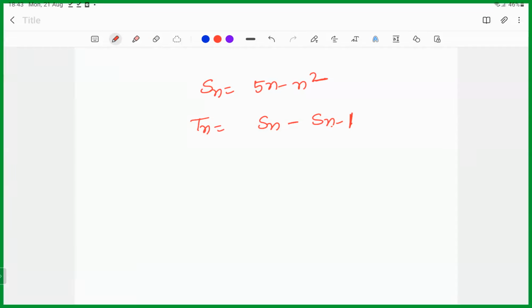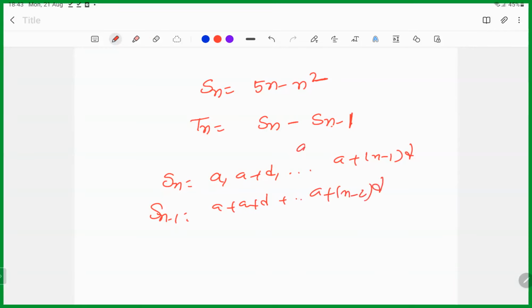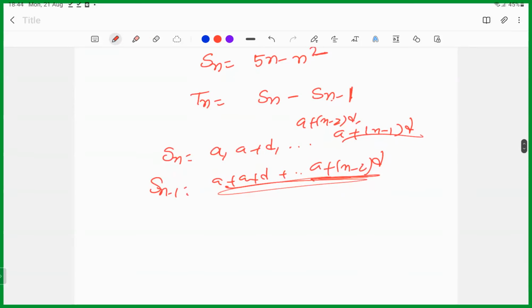Sn means what? Sum of the first n terms, right? Sn minus 1 will be the sum of the first n minus 1 terms. So if you subtract both of them, what will come? The nth term will come. So let's say a plus d and so on, a plus n minus 1 into d. If you sum them up, it will be Sn. Sn minus 1 will be a plus d and so on, a plus n minus 2 into d. A plus n minus 1 into d is the next term. So we are only summing up till a plus n minus 2 into d. If you subtract both of them, what will come? The nth term will come, no? That's it.